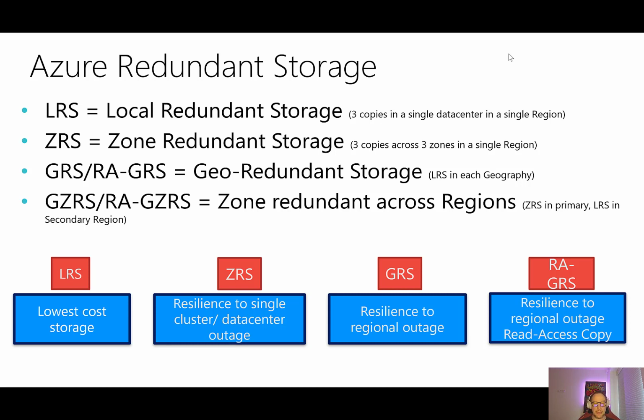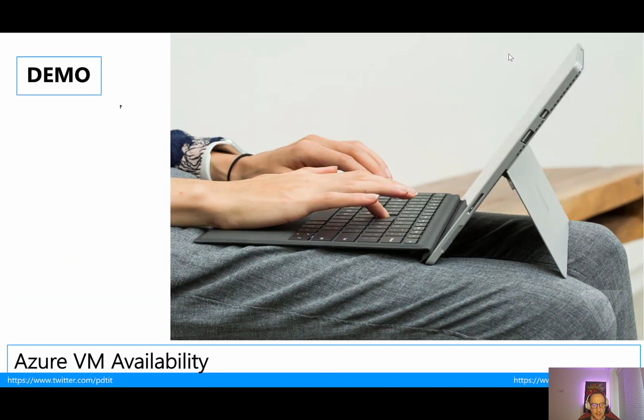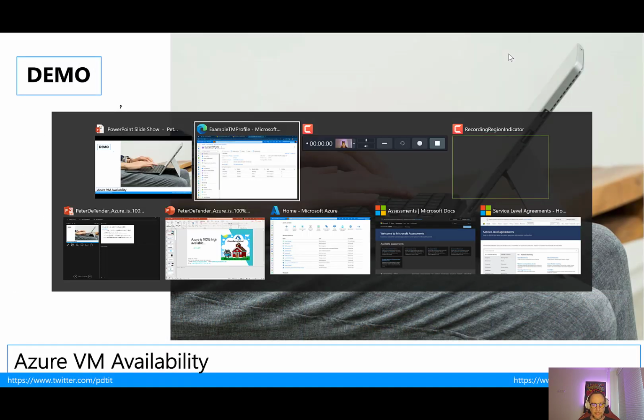And you could also have the RA-GRS, RA-GZRS, pretty complex for me to express, but it's read access. So you have your prime region and replicating, cloning all the changes from the storage account level to another region, and we're going to store it for you in a read-only format. That would be the scenario. And yes, another demo coming up.